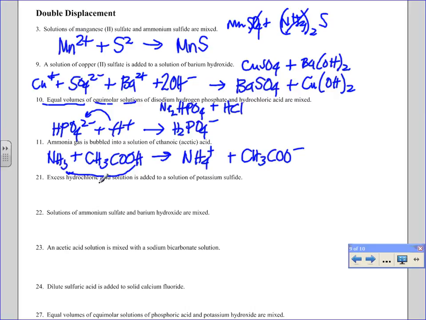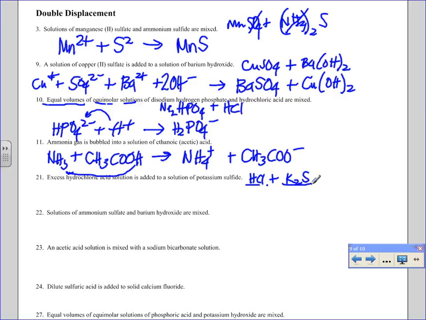Next one, we've got excess hydrochloric acid being added to a solution of potassium sulfide. Okay, and this is one of the ones that you want to recognize here. We've got hydrochloric acid plus K2S. So you're going to have hydrogen sulfide and potassium chloride. This is a strong acid, so it dissociates completely. This is a soluble salt, so it dissociates completely as a reactant. And the product KCl is also going to be soluble. So the spectators here are K and Cl.